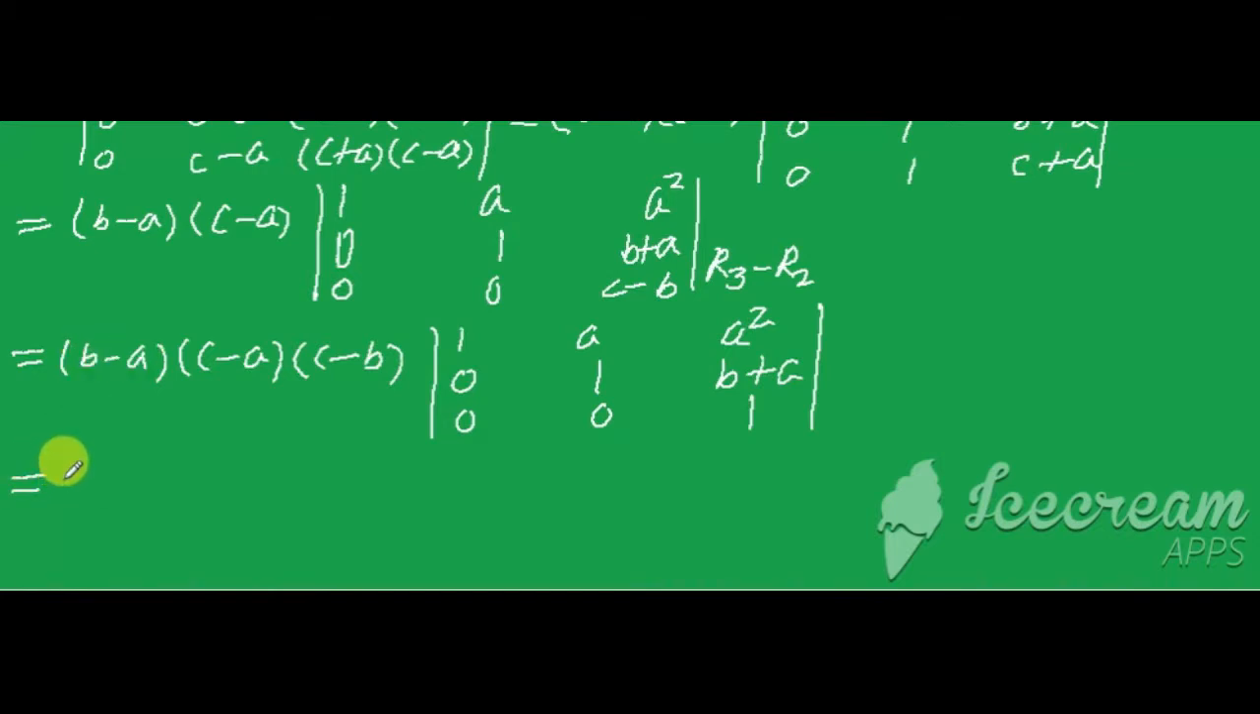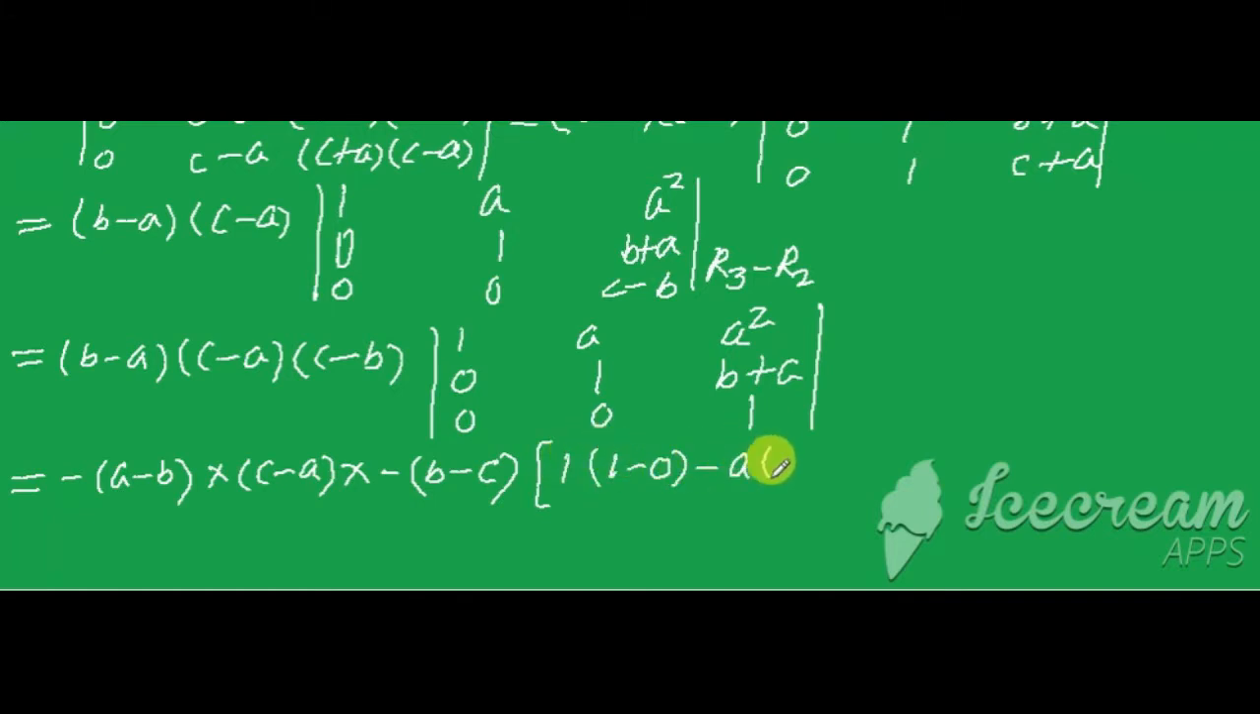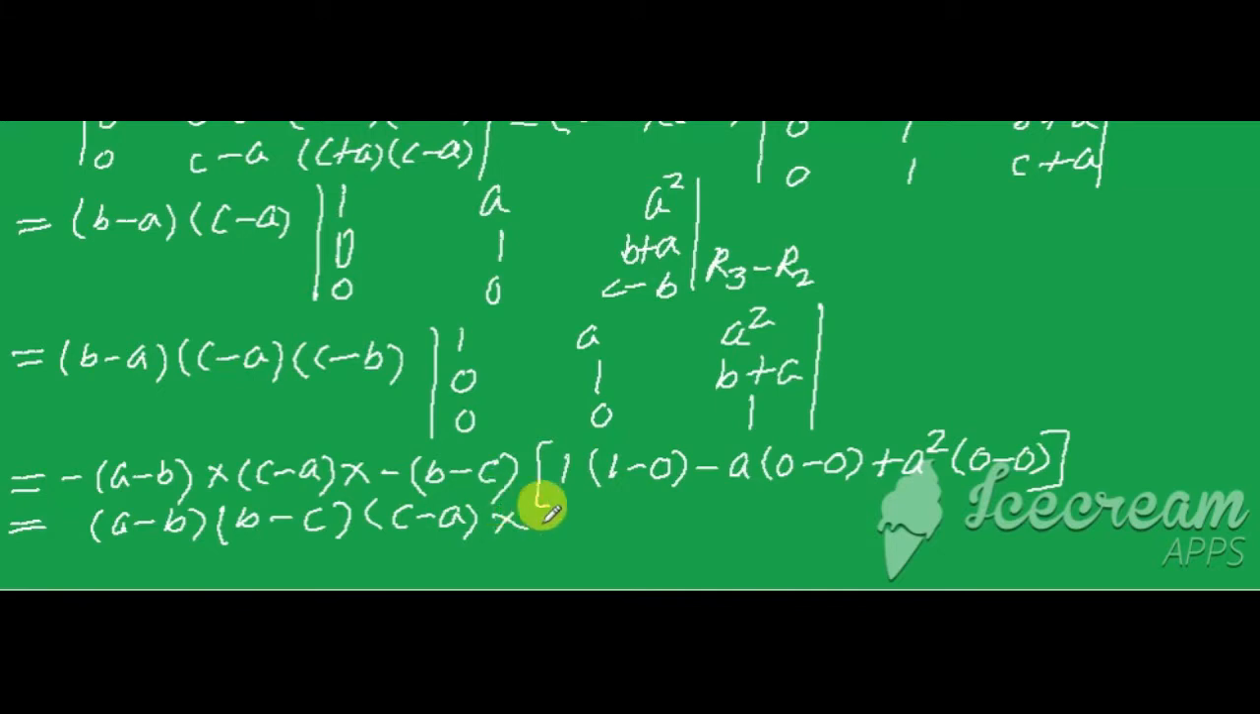Now, that is equal to, we take minus common out of the first bracket, so it becomes a minus b, and c minus a as it is. And we take minus common out of c minus b, so it becomes minus b minus c. And if we expand this determinant, we get 1 into 1 minus 0, minus a into 0 minus 0, plus a square into 0 minus 0. So that is equal to, these two minuses will multiply and become plus, so we get a minus b, b minus c into c minus a, and simplify.